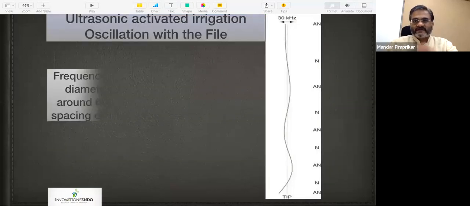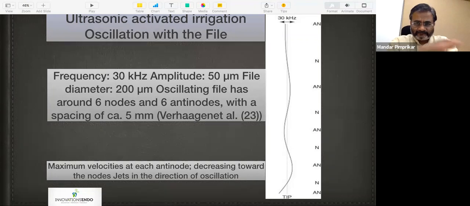Commonly used is the EndoActivator, the sonics. The next method is ultrasonic, which is frequency based and not amplitude based. So there are multiple nodes and antinodes along the length of the tip. The commonest example is irrigation by Satelec, where a metallic file attached to the ultrasonic is made to vibrate. Both sonics and ultrasonics are used for activation of your irrigant once the root canal has been prepared to the master apical file. So you use them only after you have finished your preparation, to activate the irrigant.